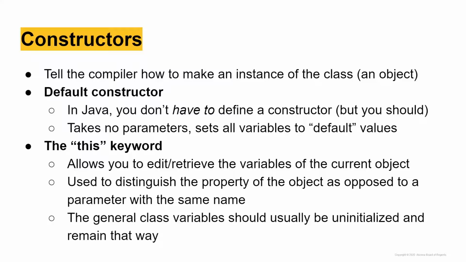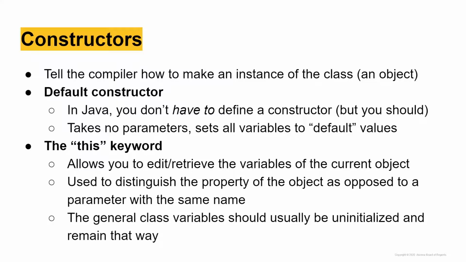Now I want to talk about the this keyword, because we use the this keyword a lot in our constructors and in other methods within the class. So the this keyword allows you to edit and retrieve the variables of the current object. It's used to distinguish the property of the object as opposed to some parameter with the same name. And we'll see why this is useful in a second when we get into parameterized constructors.